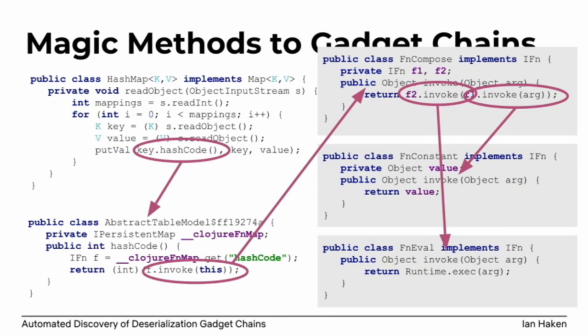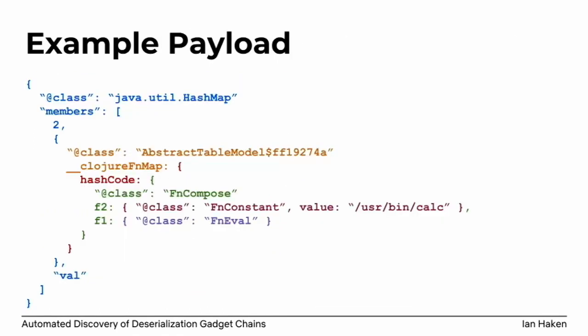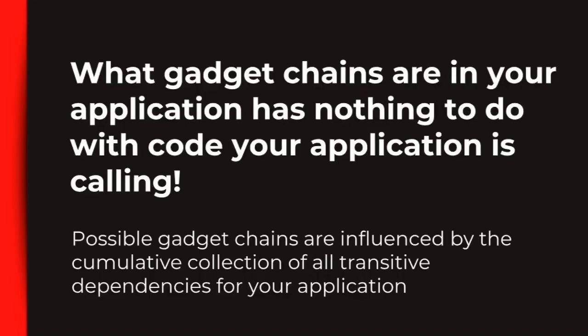And if you want to know what that would actually look like on the wire, this is an example of a JSON version of that kind of payload. So you wrap that interesting abstract table model class that had that interesting hashCode implementation inside a hash map, and then you just supply as the instances of all those member variables these interesting classes with potentially more interesting member values inside that.